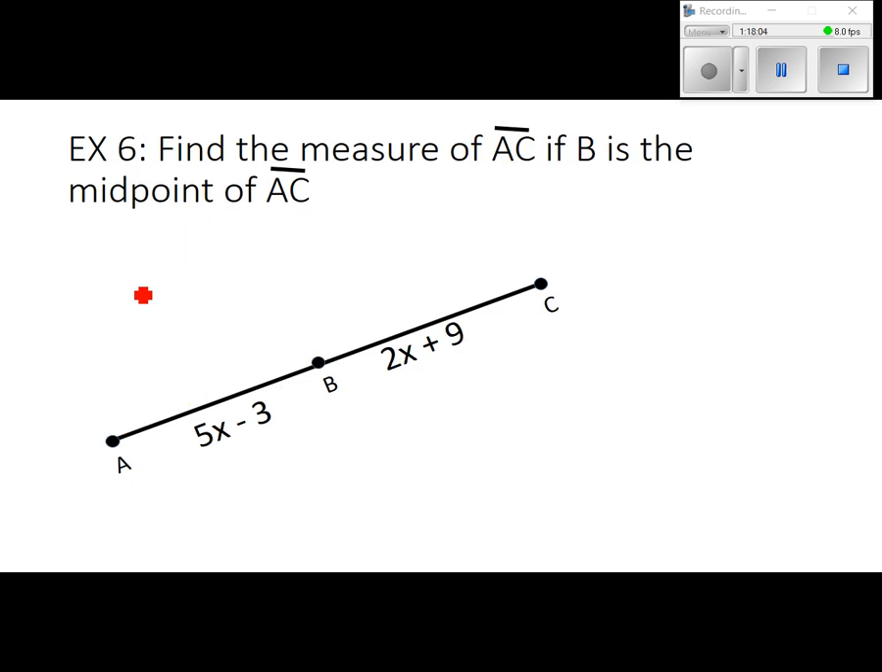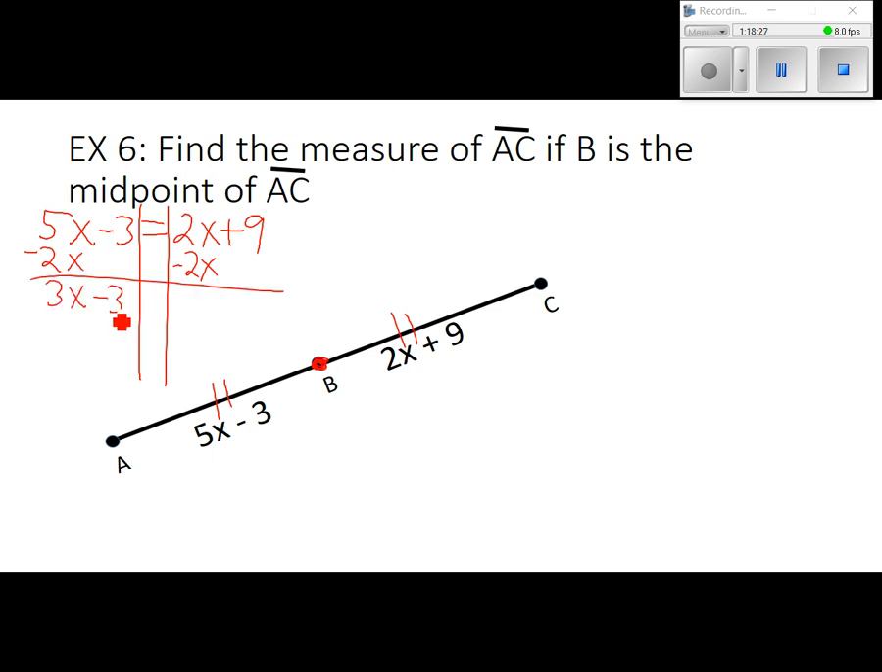Find the measure of segment AC if B is the midpoint. Same idea. We know that these two are going to be congruent to each other if B is the midpoint, so 5x minus 3 has to equal 2x plus 9. Subtract 2x on both sides. End up with 3x minus 3 equals 9. Add 3 on both sides. End up with 3x equals 12. Divide by 3. And you end up with x equals 4.